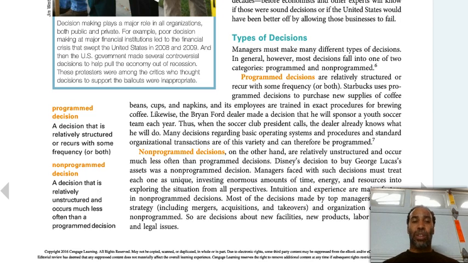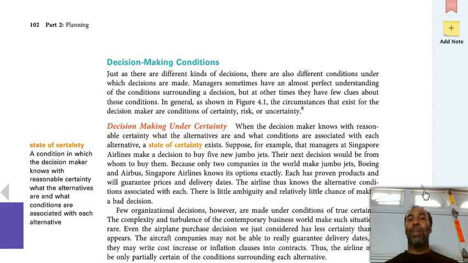A program decision, over here on the left, is a decision that is relatively structured or occurs with some frequency, or both. So it happens all the time. You wake up all the time, you take a shower all the time. A non-program decision is a decision that is relatively unstructured and occurs much less often than a program decision. So it could happen multiple times, but typically it only happens a few times.